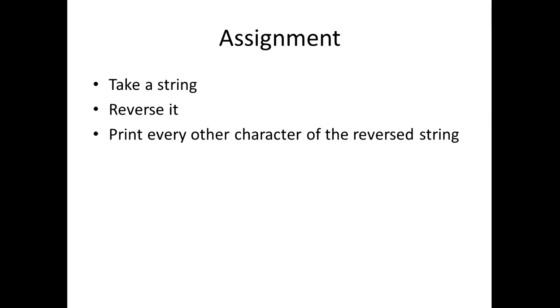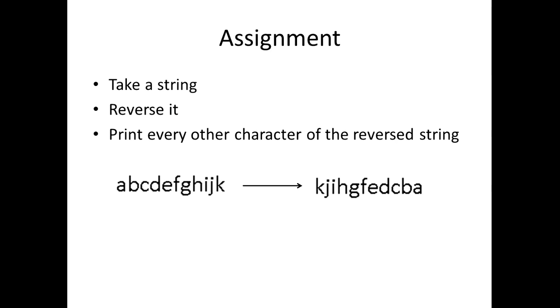To explain the assignment, we're going to be taking in a string, reversing that string, and then printing every other character of the reversed string. So, let's say we have this string here: A, B, C, D, E, F, G, H, I, J, K. First of all, we reverse this string. As you can see here, this is the reversed version of the initial string. And then after we reverse the string, we want to print out every other character of this string.